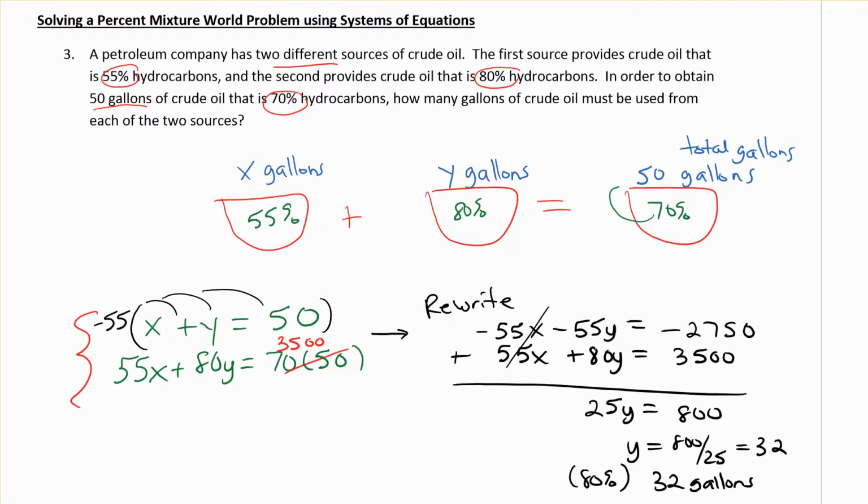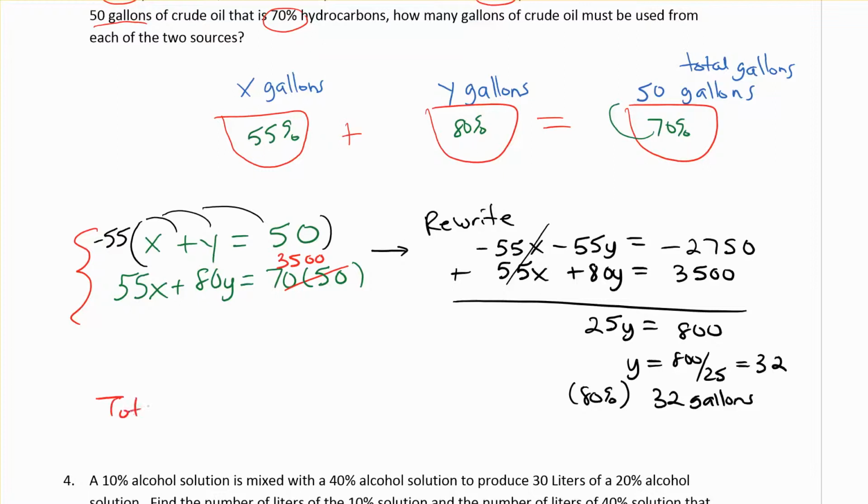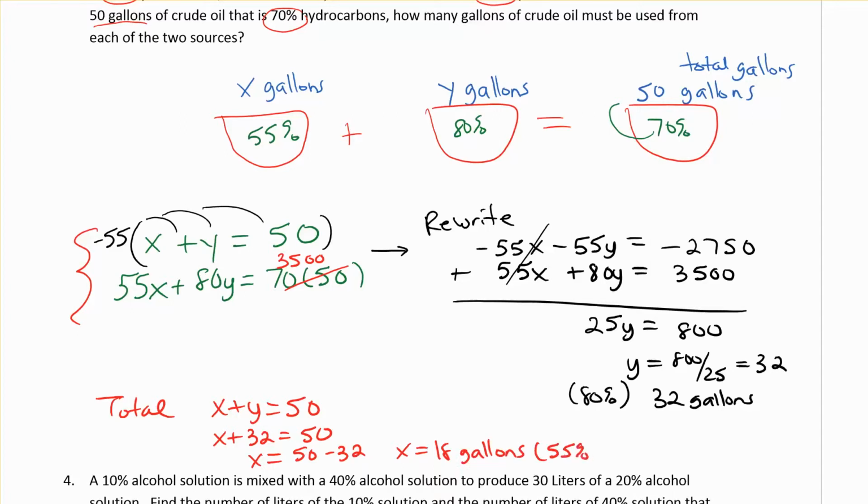Now to find the other one, just use the fact that your total is x plus y equals 50 gallons. If I know y is 32, I can just plug that in here. x plus 32 is 50, so x equals 50 minus 32. So I have 18 gallons, and this is the 55% hydrocarbon solution.